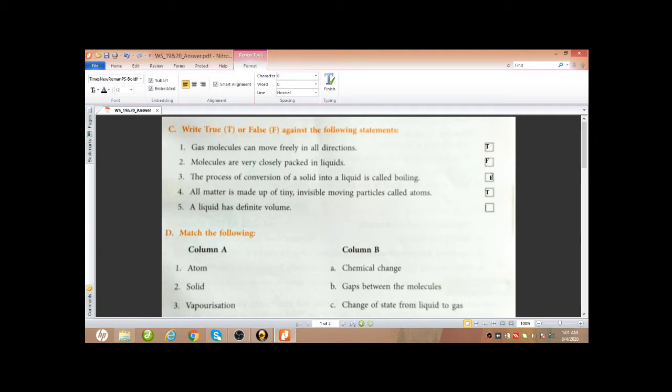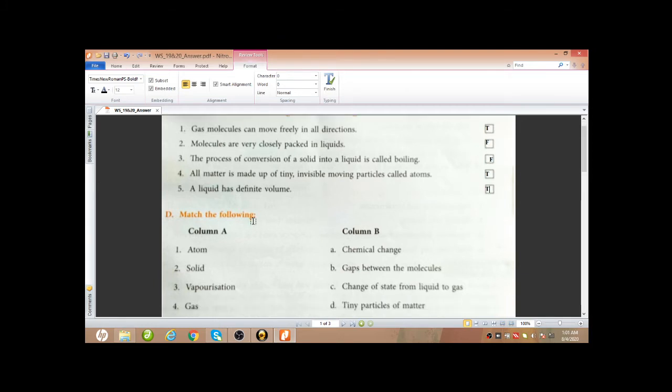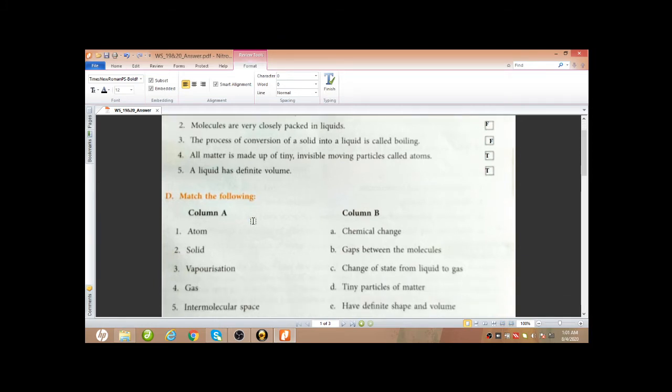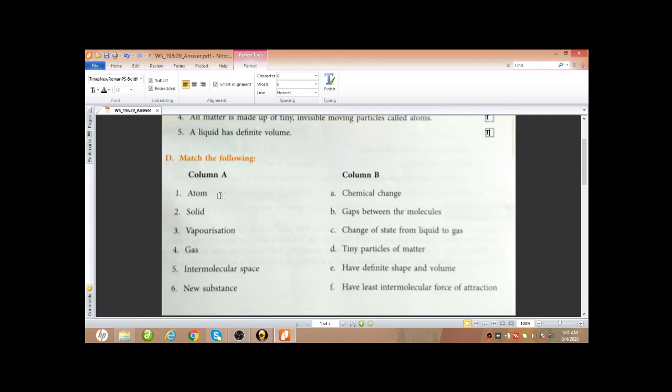Question number 5, a liquid has definite volume. Yes, it is correct. Liquids don't have a definite shape, any shape is possible in a liquid, but it has definite volume, so this is true. Achha, next, match the following.